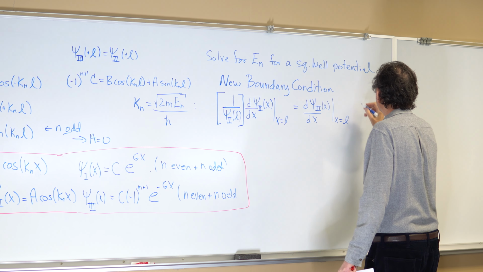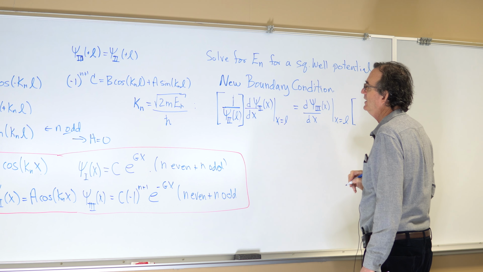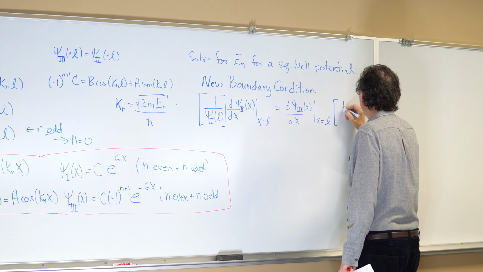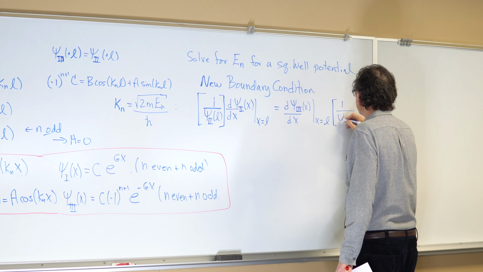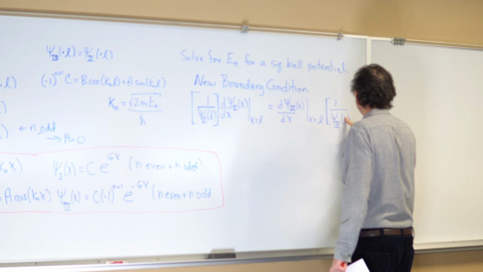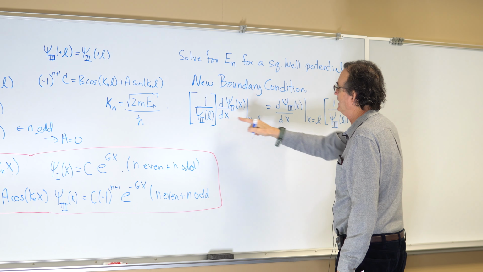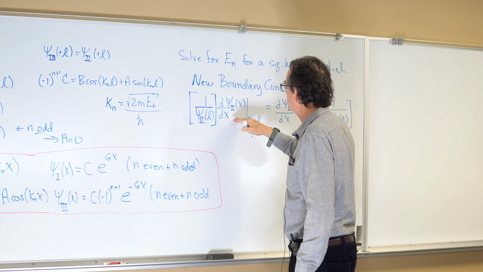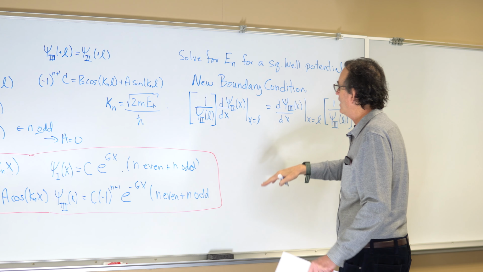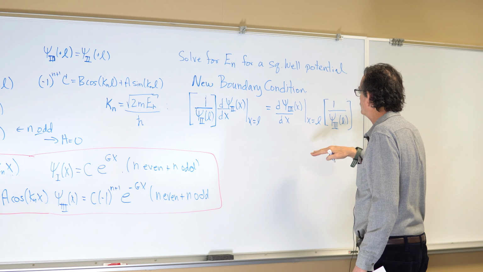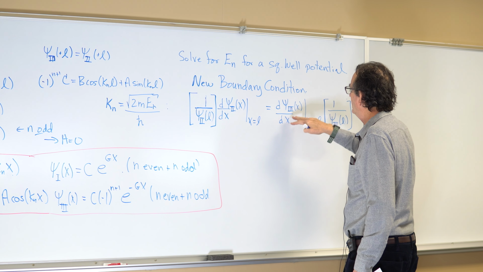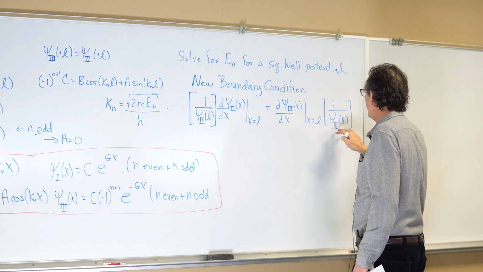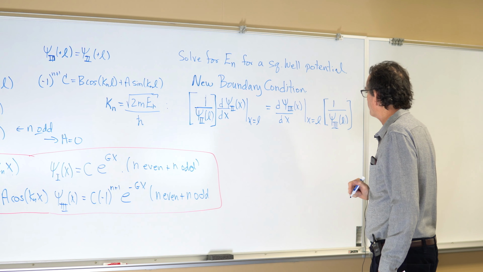And then on this side, I'm going to also divide by the wave function in region 3 evaluated at x equals L. And so I get that 1 divided by psi sub 3 of x evaluated at x equals L must be equal to the other side. So what it says is that the derivative evaluated at x equals L divided by the function itself in the middle region must be equal to the derivative of the function evaluated at x equals L in region 3 divided by the wave function at x equals L in region 3.